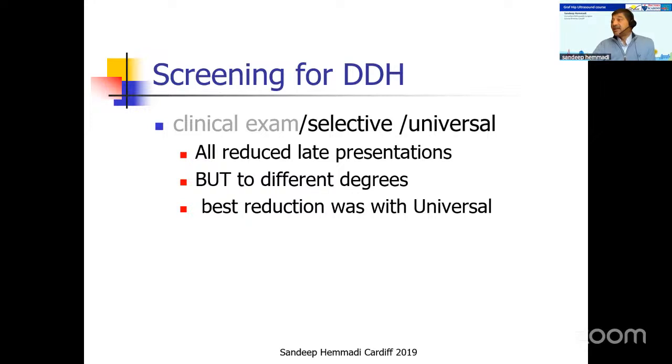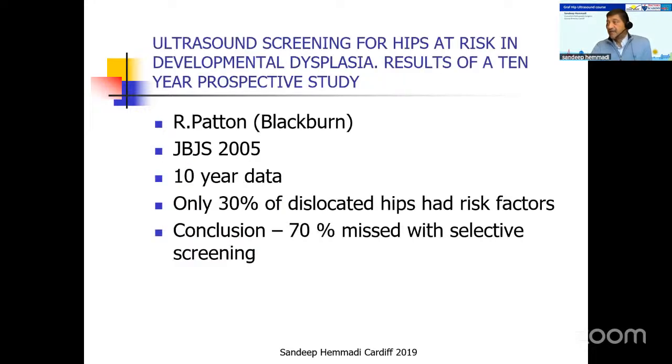We know that all methods of screening will reduce late presentations, but it's just a question of to what degree. Clinical examination would reduce some, so I'm not saying you should not do clinical examination. Then we're looking at selective ultrasound screening versus universal ultrasound screening.